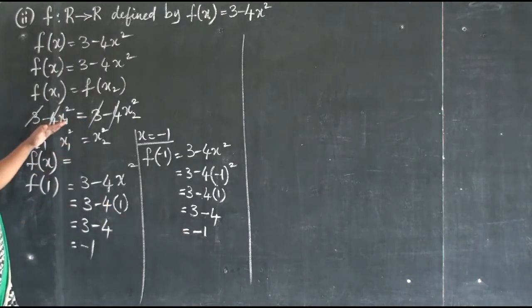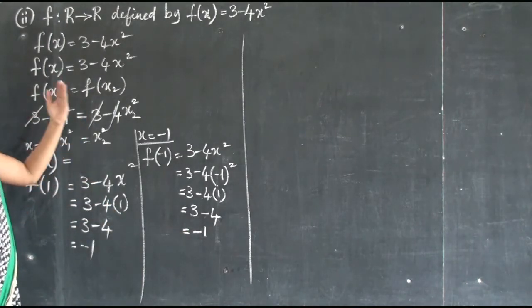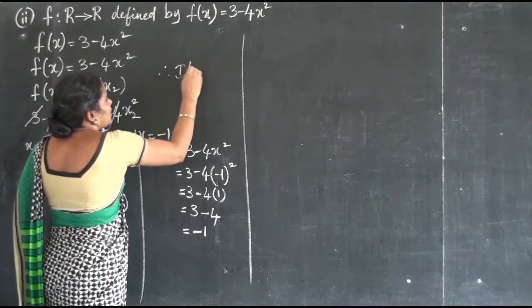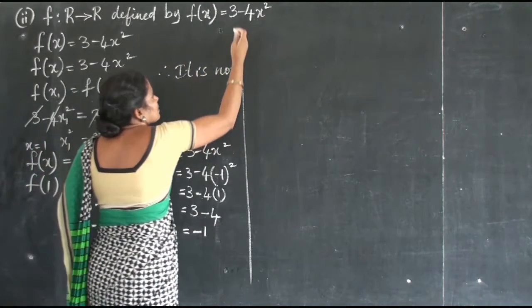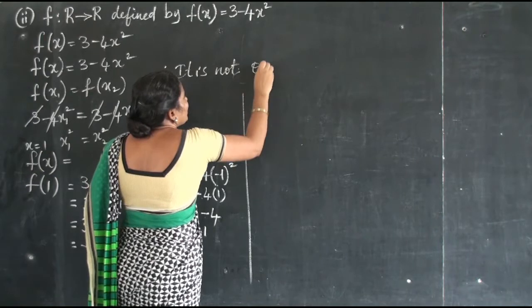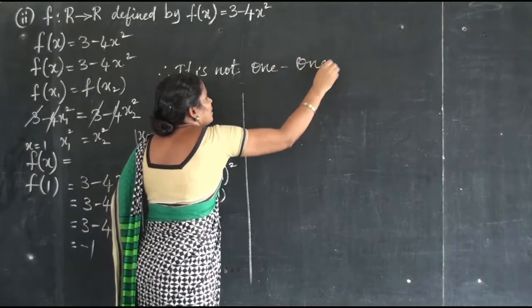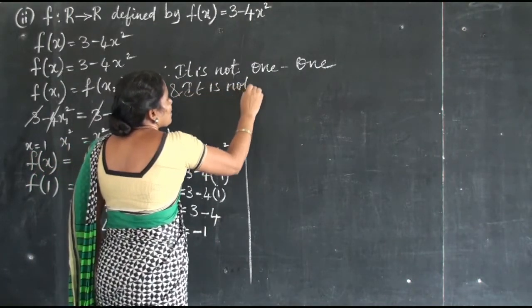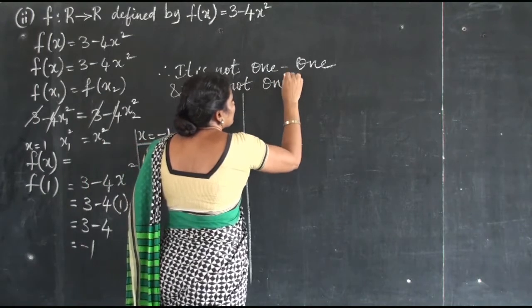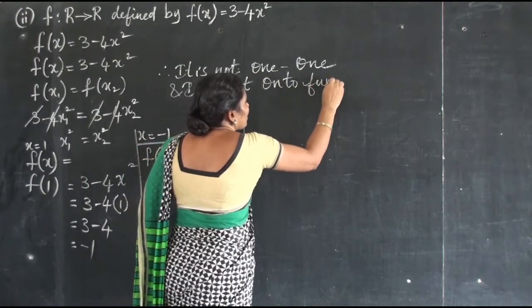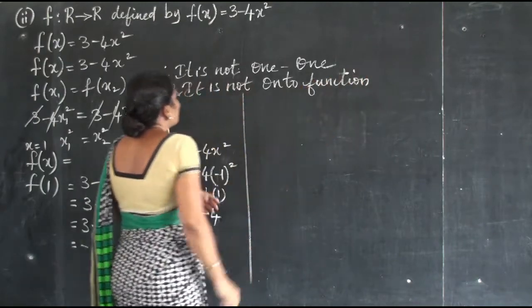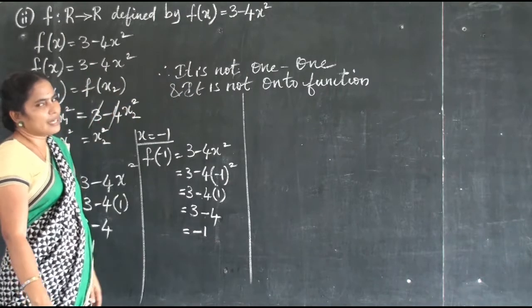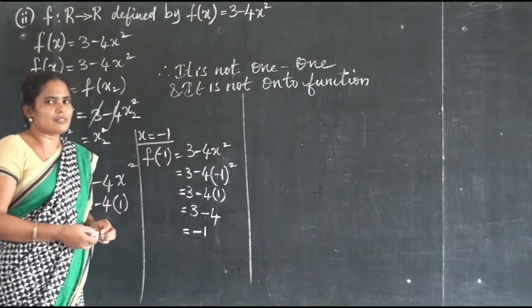Hence all the elements present in the domain do not have a distinct image in the codomain. So hence it is not a one-to-one function. It is not one-to-one, and also it is not an onto function. If it is not a one-to-one function as well as not an onto function, it is clearly defined that it is also not a bijective function.